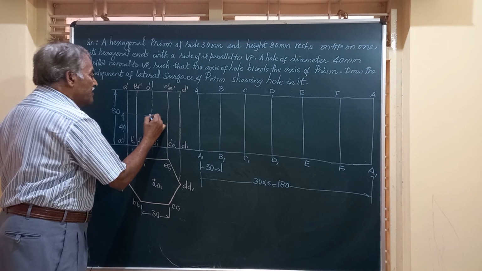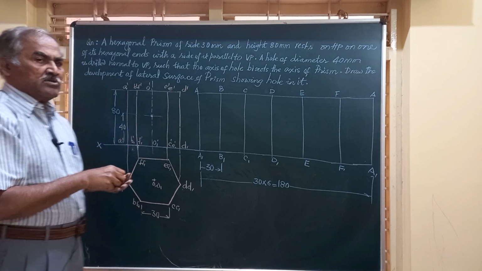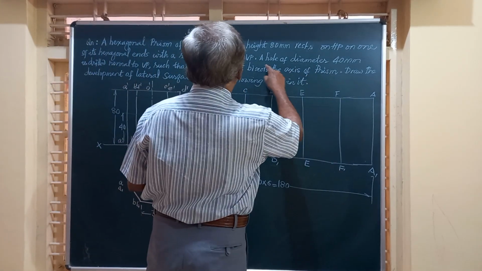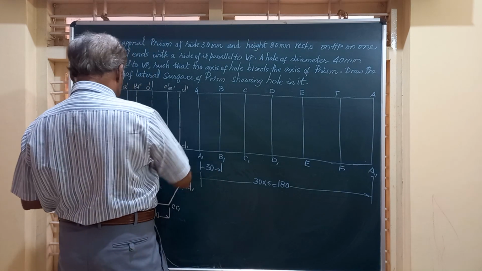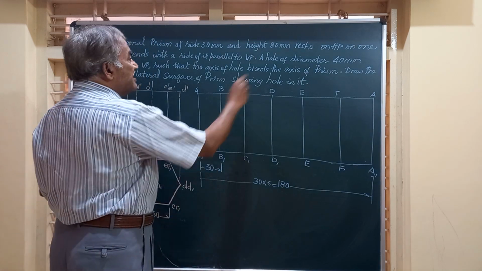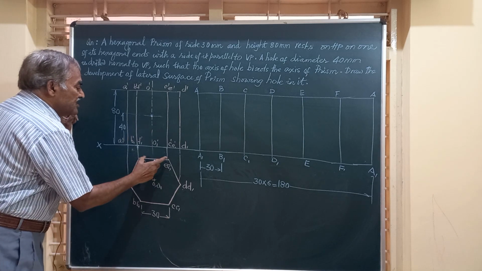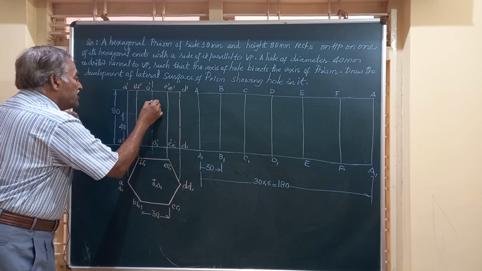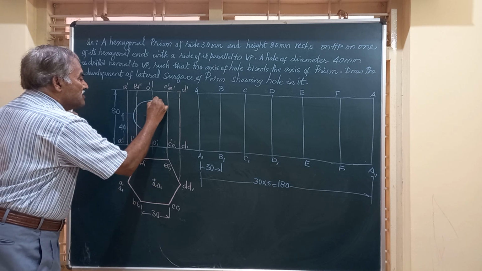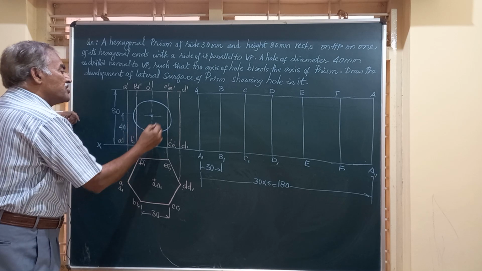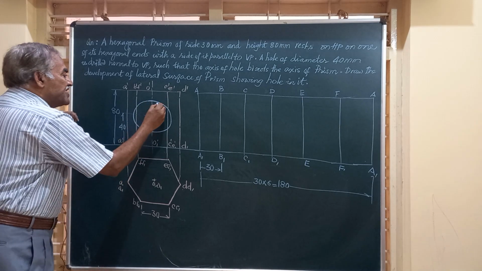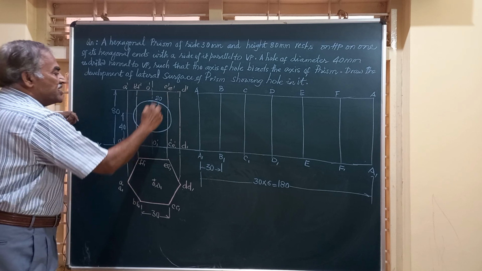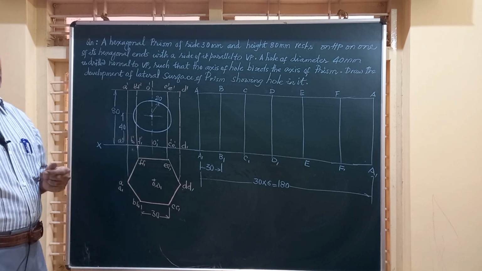From here I am going to draw a circle, a hole of diameter. How much has it got? The diameter of the hole given is 40. So friends, this space is 30. 40 means 20 mm radius. I am going to draw a circle here of radius equal to 20 mm. So radius 20, diameter is 40.